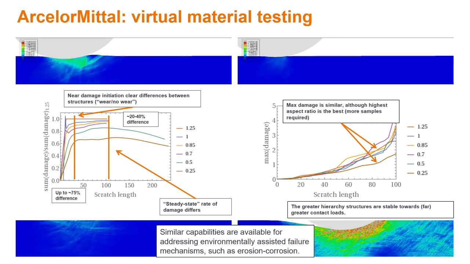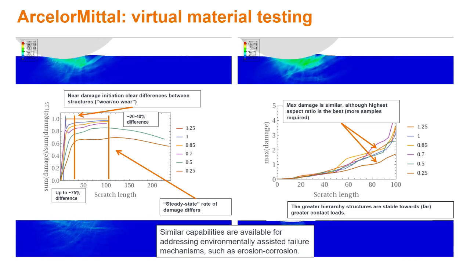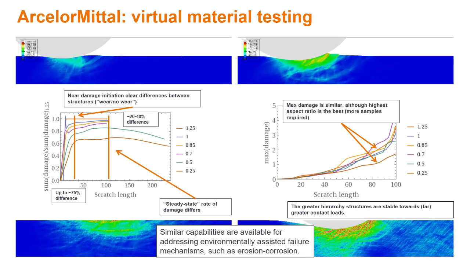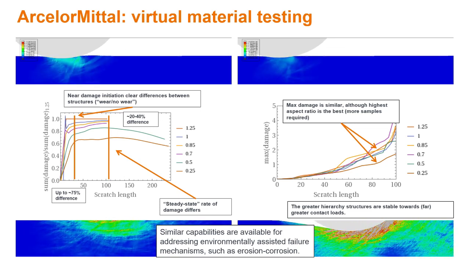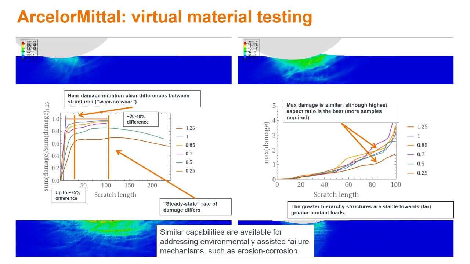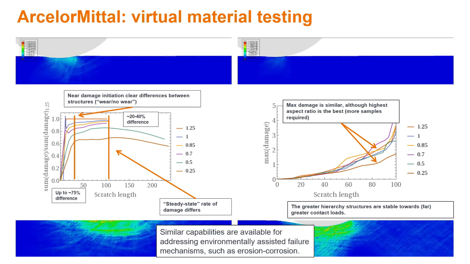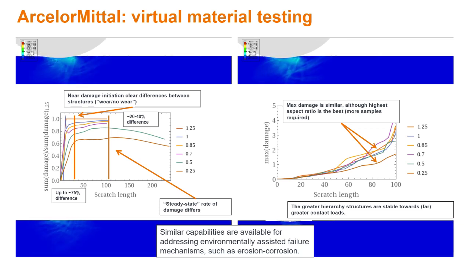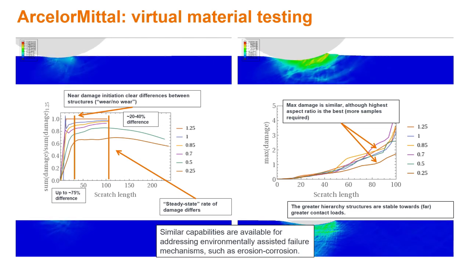On the right side plot, we compare the maximum damage. And while it's somewhat similar, the lower value, 0.25, still clearly wins out. There's a bit of a mistake saying highest aspect ratio, but it's simply because 0.25 is 1 versus 4. And well, this was basically erosion.